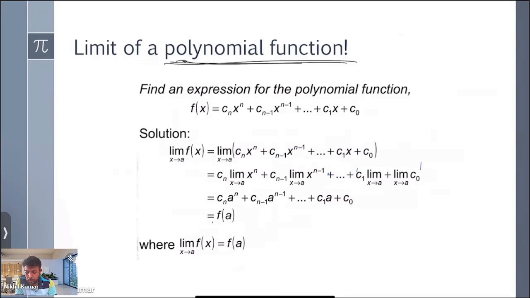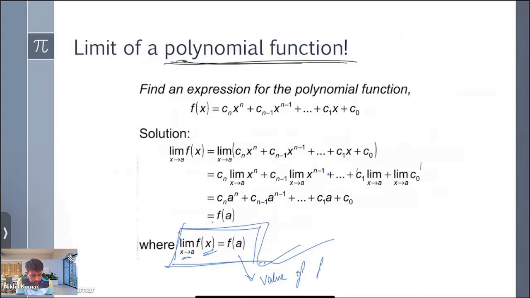Now this is a very important result. This is our result. That limit of a polynomial function when x tends to a is same as the value of the function. This is the value of the polynomial at x equal to a, and this is the limit of f of x as x tends to a.